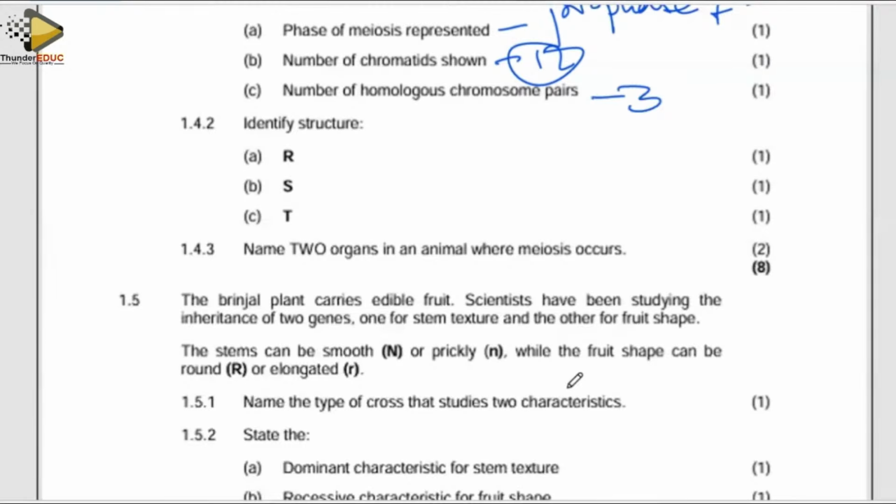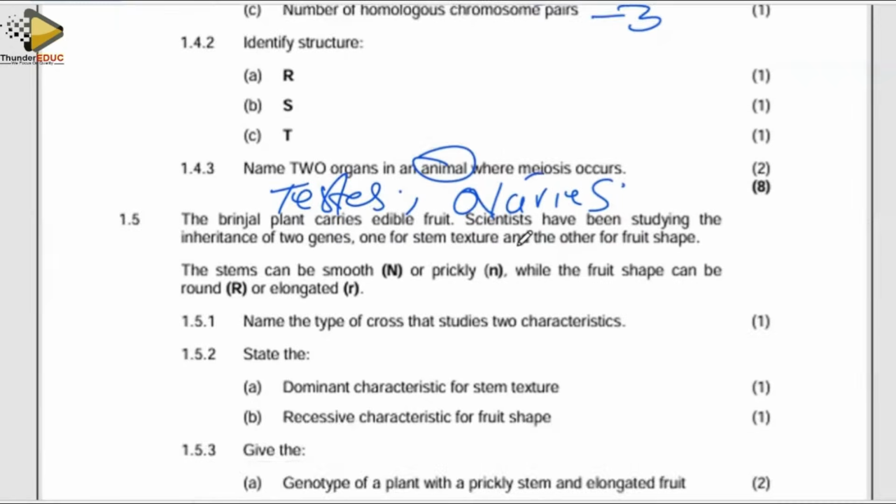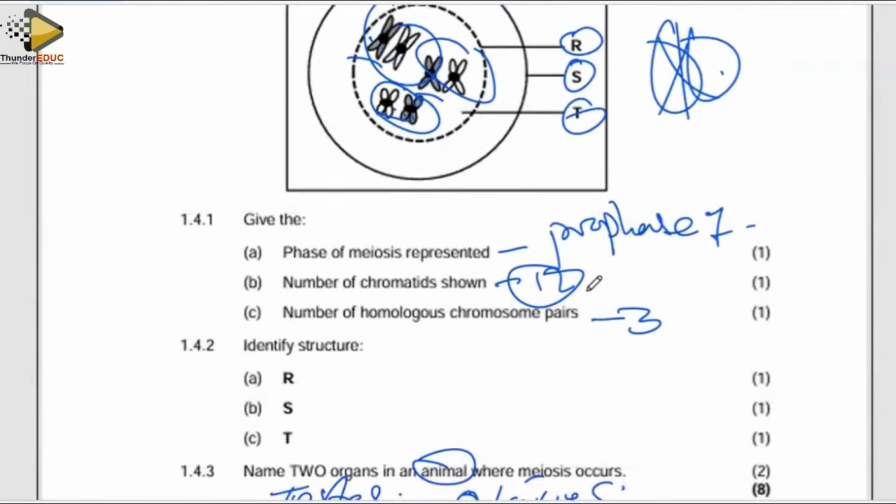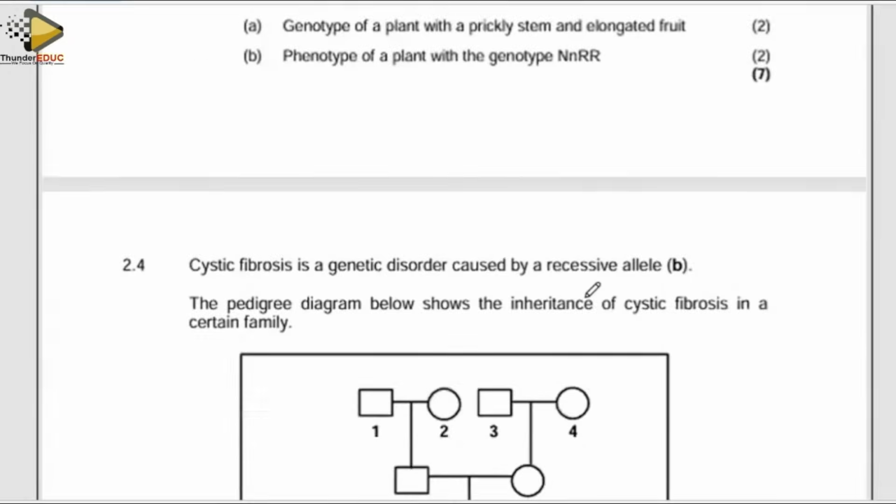Name 2 organs in the animal where meiosis takes place. It occurs in animal individuals. So it takes place in the testis, yes, and also it takes place at the ovaries. Yes, those are the 2 places where this can take place.